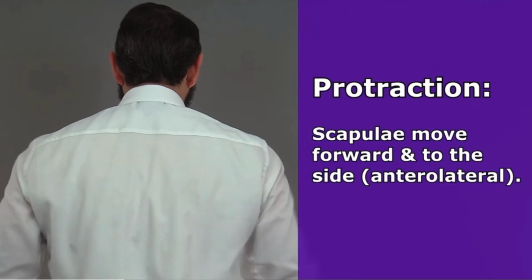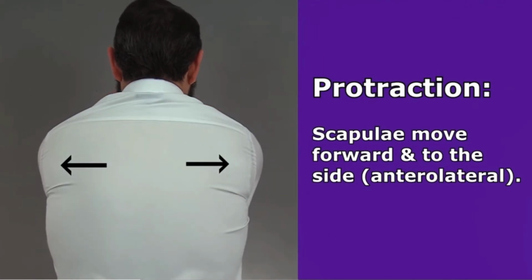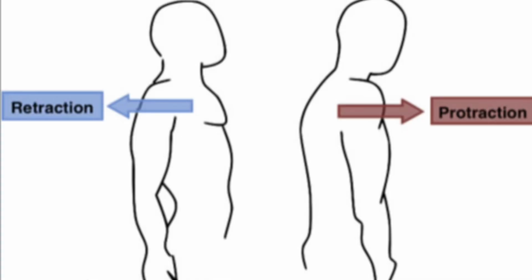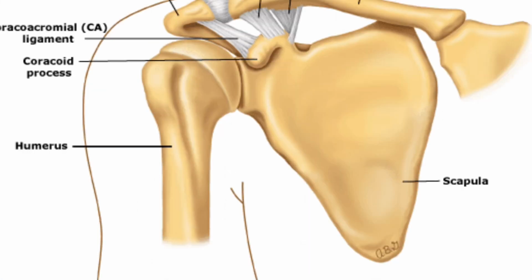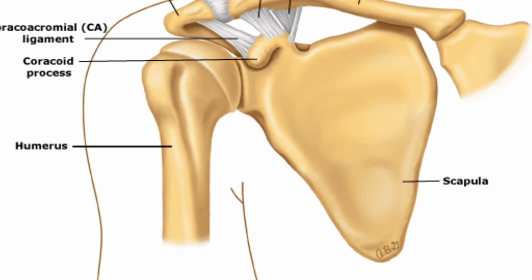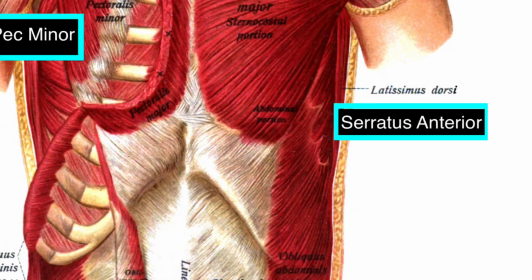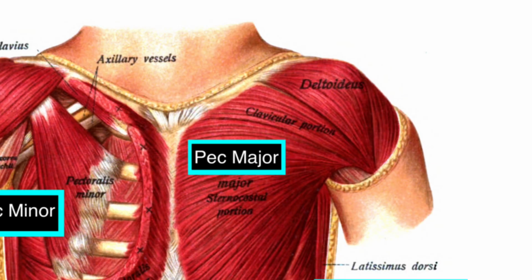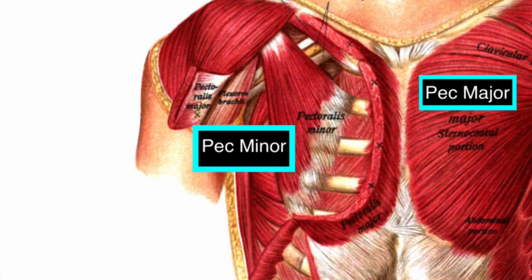Protraction. Protraction of the scapula occurs when the shoulder is moved forward, as when pushing against something or throwing a ball. The joint being used is the scapular joint, and the structural and the functional are synovial and diarthrosis. The bone used in this movement is the scapula. The muscles used in this movement are serratus anterior, pectoralis major, and pectoralis minor.